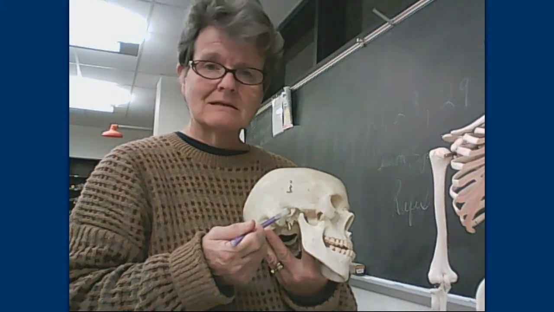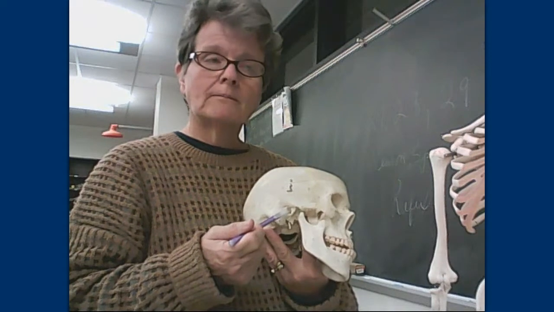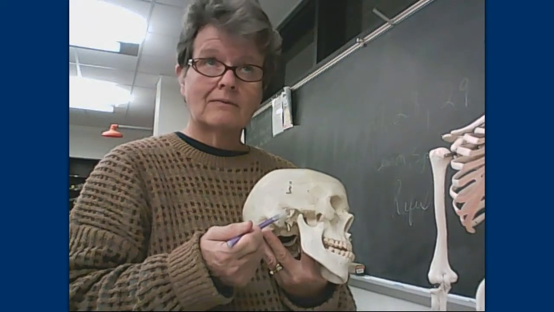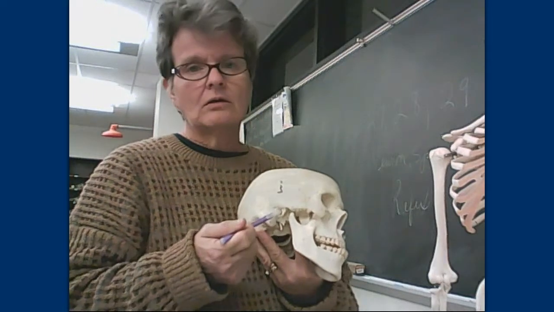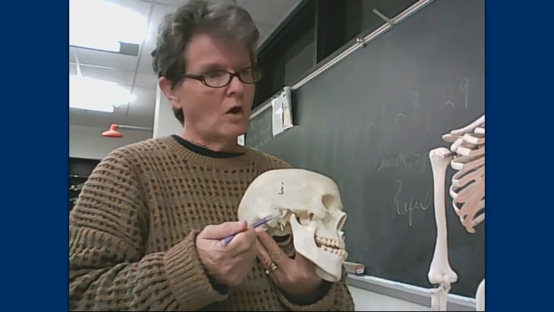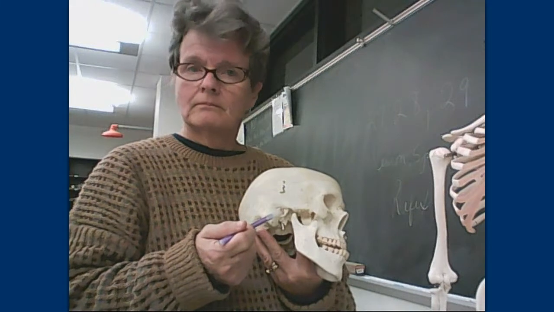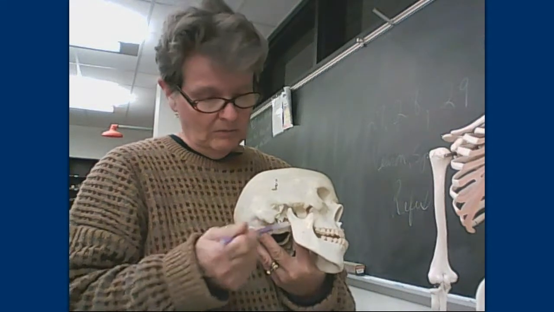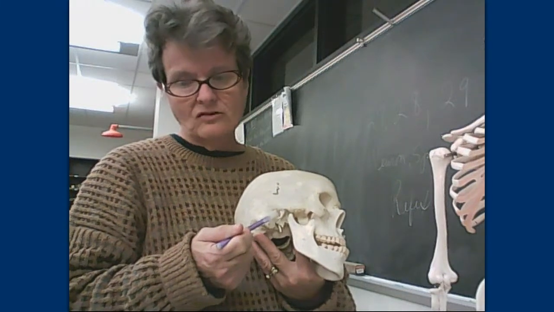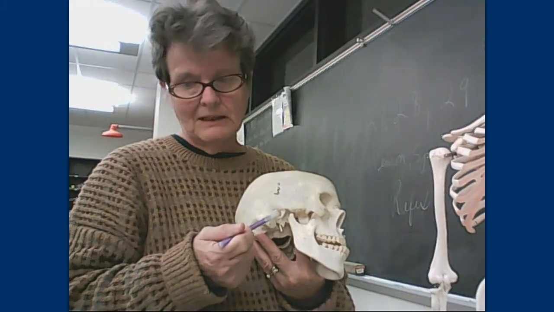A meatus is an opening. The tube the hearing apparatus follows through here, the auditory passageway where the ear would be, is the external acoustic meatus.